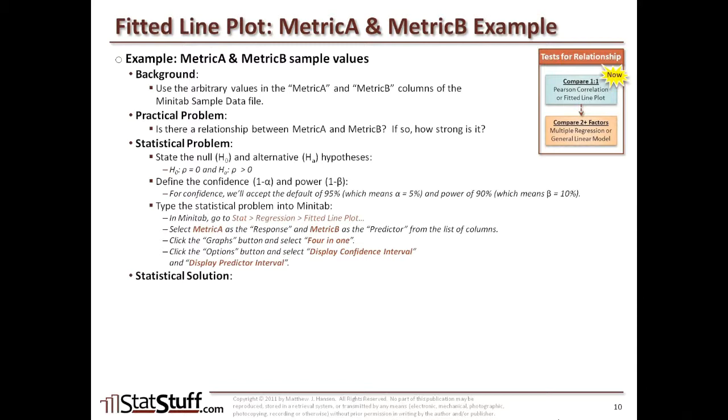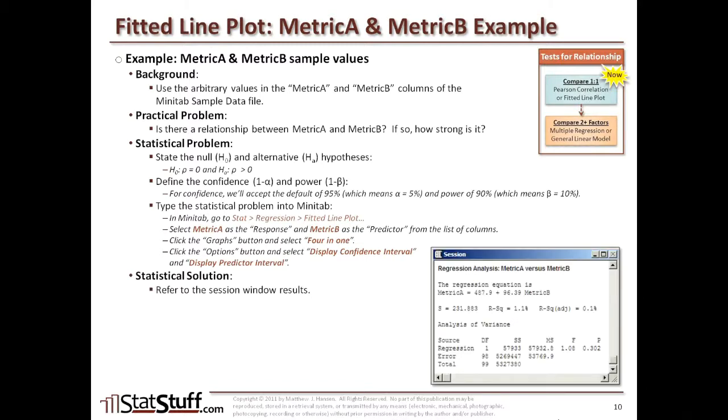Now as we run the test, the statistical solution is going to look something like this, where we have this kind of output created within the Minitab session window. When we refer to these results, we'll see that the p-value provided for us is greater than our alpha risk of 5%. In this case, the p-value is 0.302, which is about 30%. Since this p-value is greater than our alpha risk, we're going to fail to reject the null hypothesis, which is essentially the same thing as saying we're going to accept the null hypothesis, which says that there is no relationship between the two factors that we're comparing.